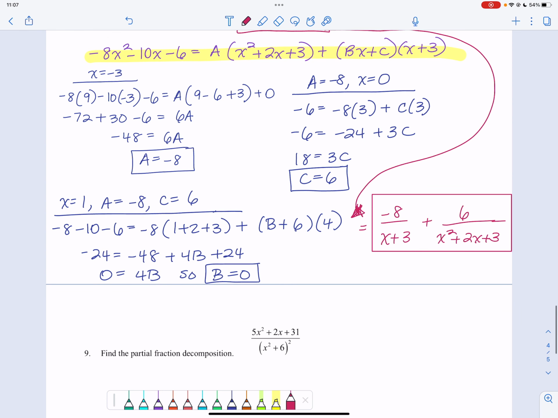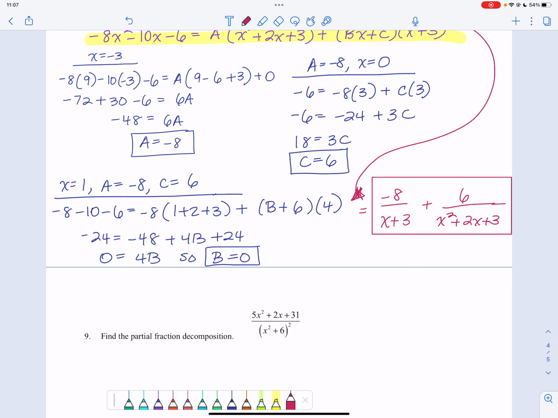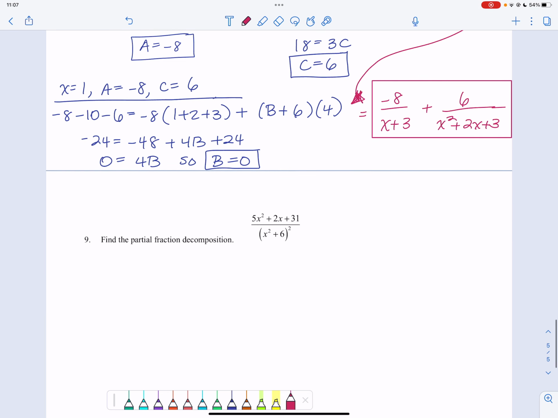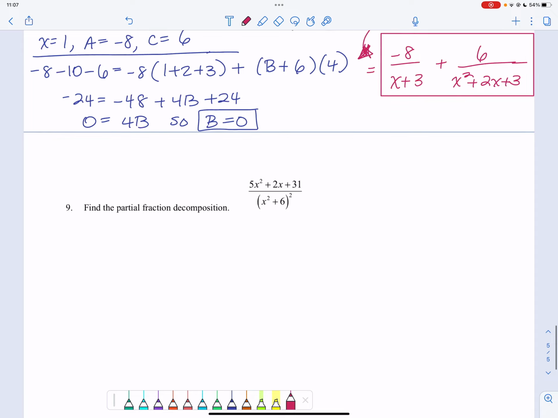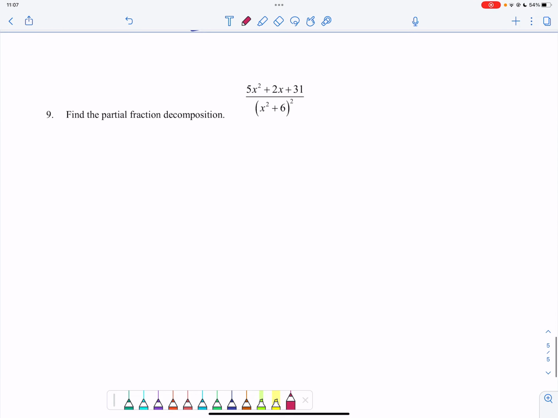Okay, let's take a look at number 9. What do you notice in number 9? And this is the last problem we're working. You guessed it. We have repeated quadratic factors. And that was pretty straightforward. Remember, we will write them as individual, not squared, and then we will write it over the squared term. So let's just give that a try.